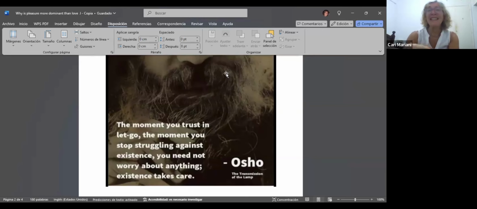Okay. This is another very powerful phrase. It has to do with letting go of our attachments. And you didn't answer my previous question about attachments. Well, this phrase has to do with the moment you trust, and that's one of the very important keys. What do we need to let go? We need to trust. We need to have faith.